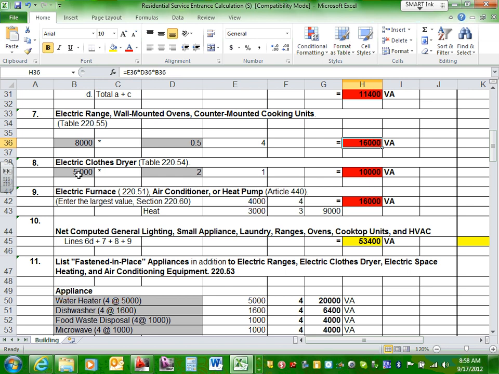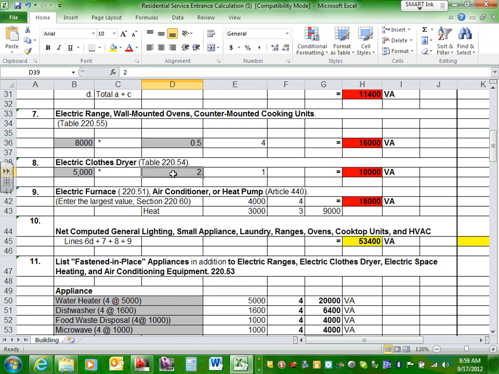Were our dryers 5? By the way, where did I get all these loads? Right here. Where did I get my loads? There you go. You have your loads on page 10 here, guys. So if I'm looking, my ranges are 8, my water heater, my dryers are 5K. 5K, then leave them alone. Less than 5, what do you do with them? Make them 5.